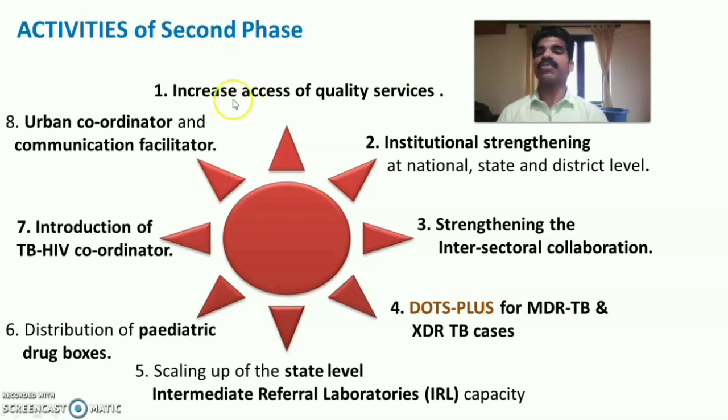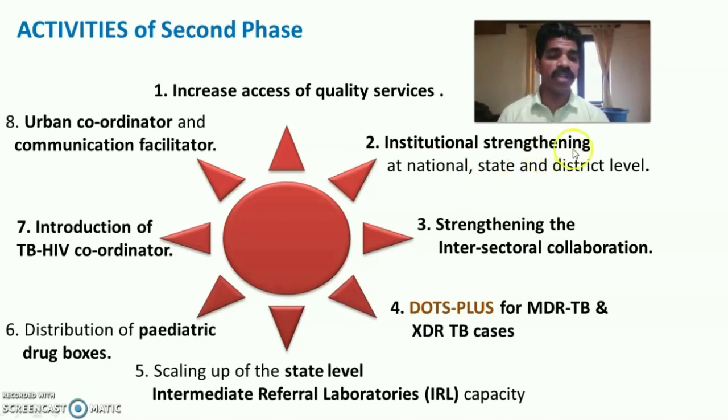In relation to the 7 strategies, there are 8 important activities of the second phase of RNTCP. So let us discuss what the important activities are. The first activity was to increase the access of quality services. So increase the access or availability of quality DOTS and quality RNTCP services for all the people throughout the country.